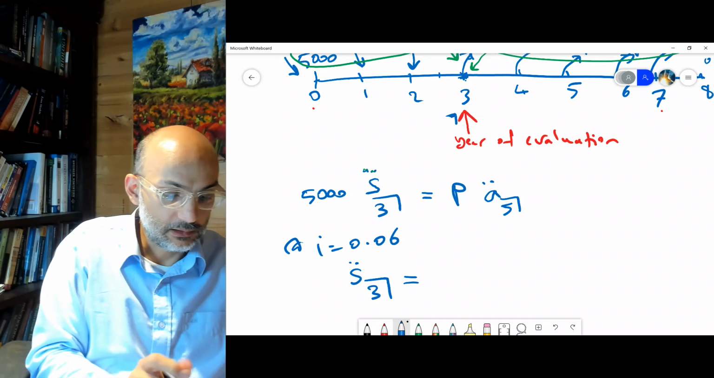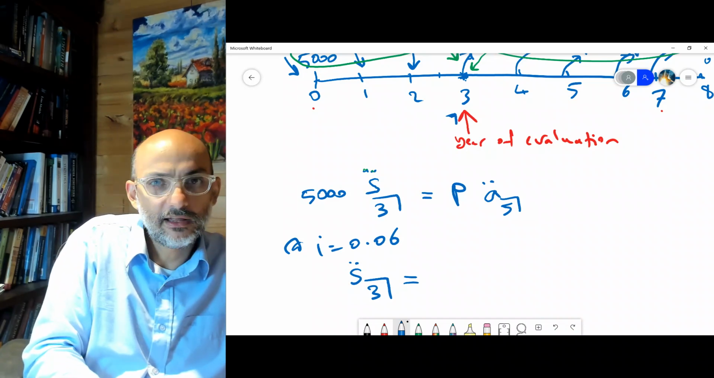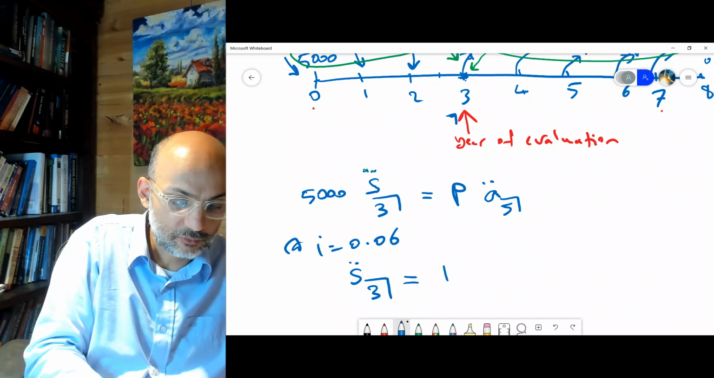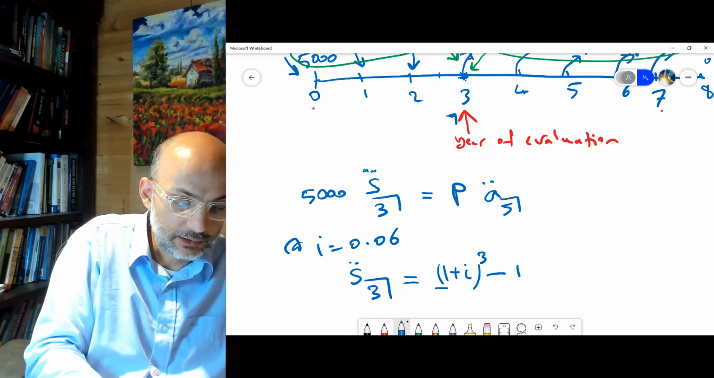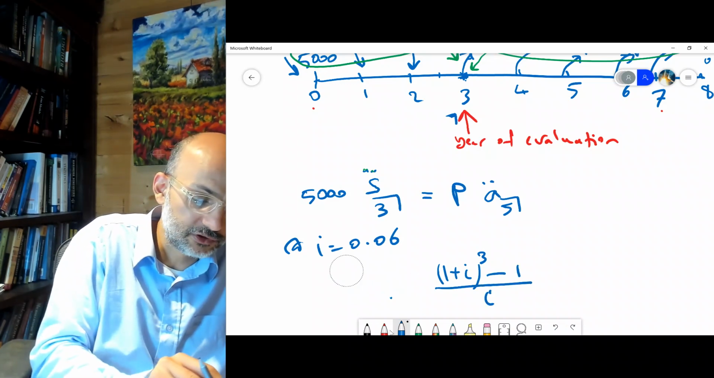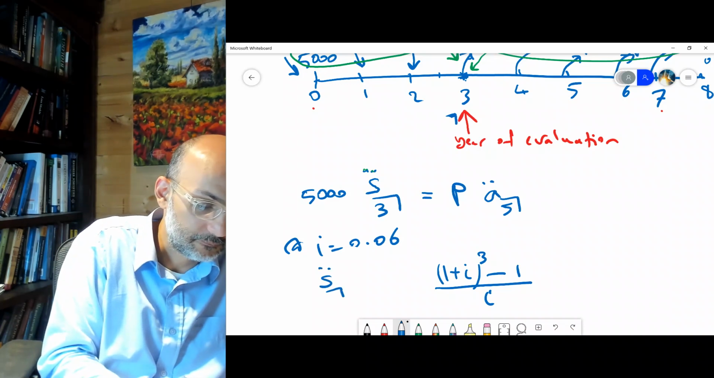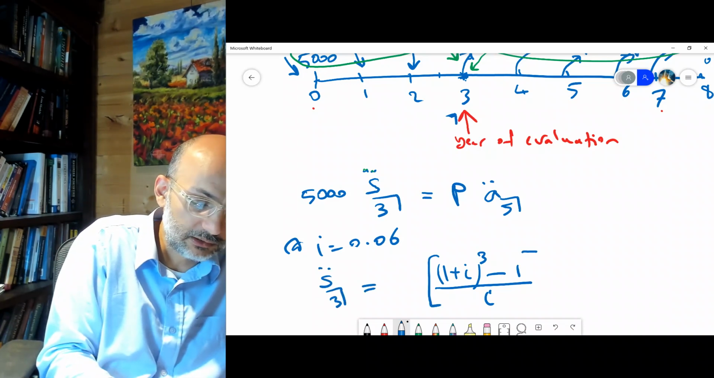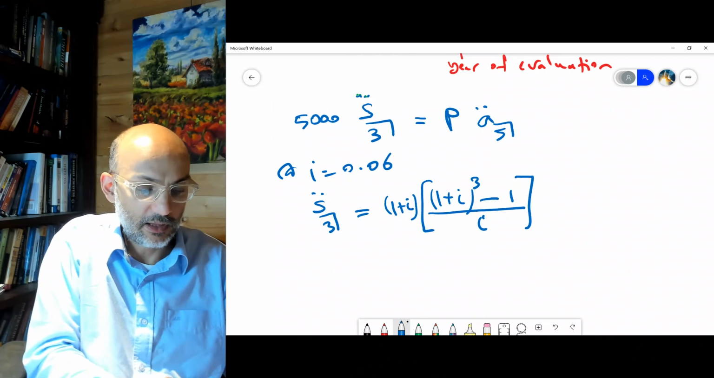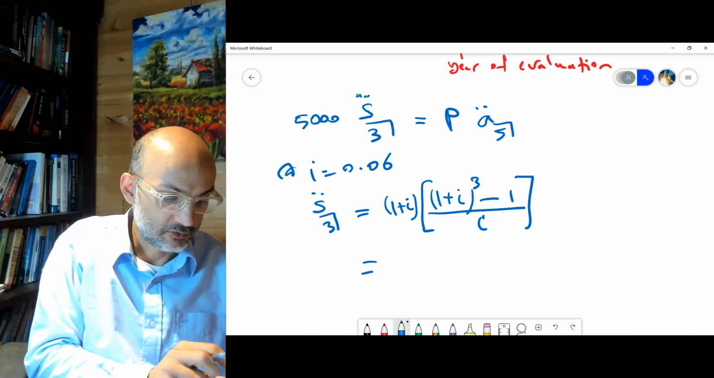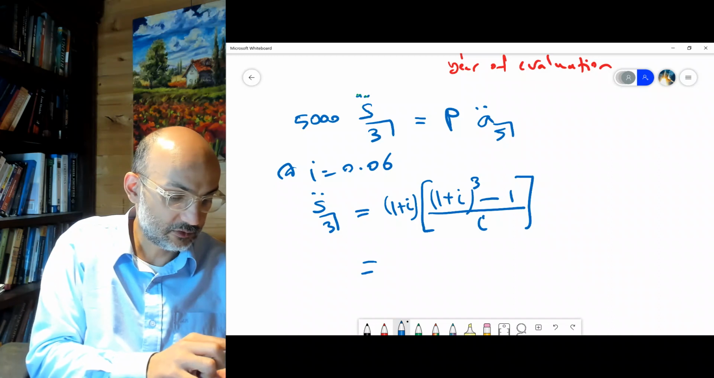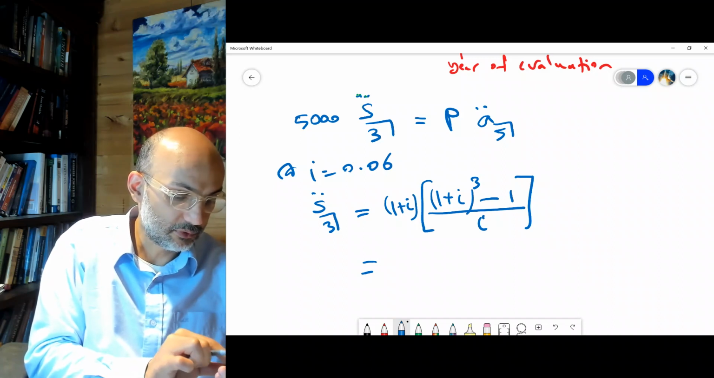S angle 3 equals, remember the formula, you can calculate A angle 3, or if you remember it, it is (1 plus i)^3 minus 1, divided by i. But because we have two dots, everything here we need to multiply by 1 plus i, right? Any formula you want to use, you can use. So we have 1.06 raised to 3. We subtract 1 from it, divided by 0.06, multiplied by 1.06.